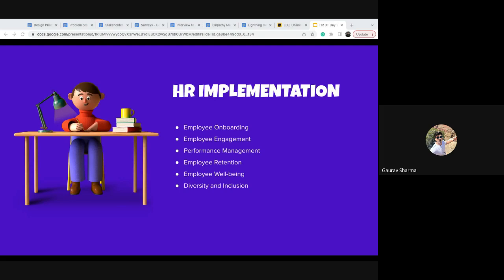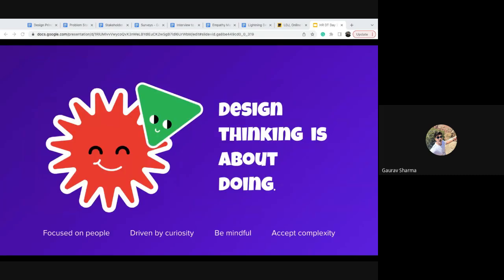And that is what design thinking is all about. Rather than taking things very, very seriously, it is all about having fun in the process, right? Trying to understand everyone else's perspective and doing things in the right way with a clear motivation is what it is all about. So focused on people, driven by curiosity, mindful, accepting complexity, and having a team that is interdisciplinary to solve a problem is what it is all about, right?